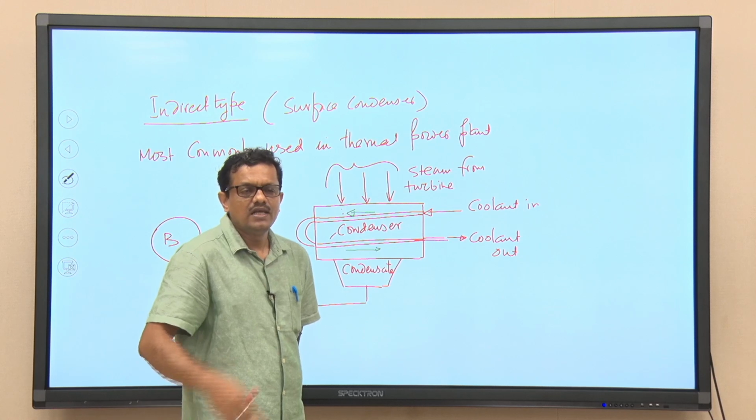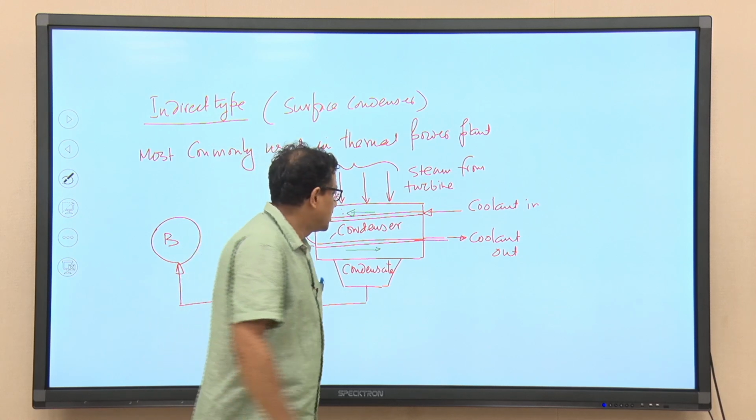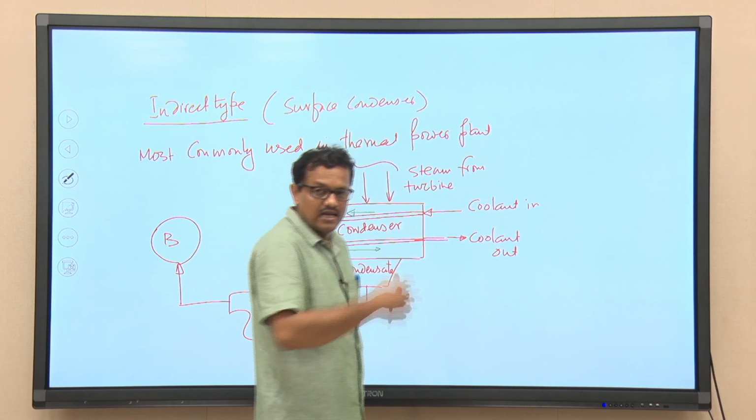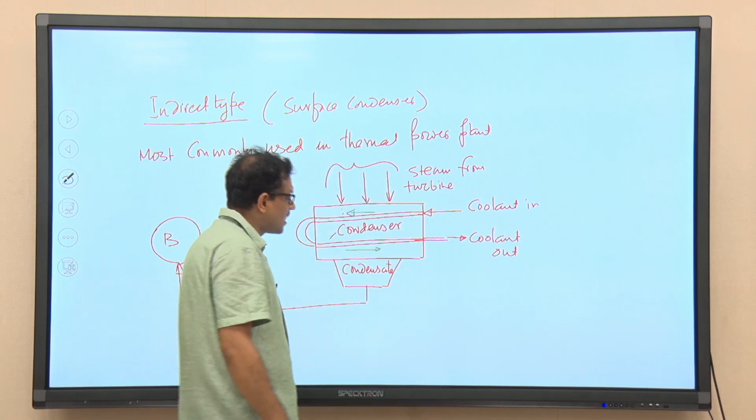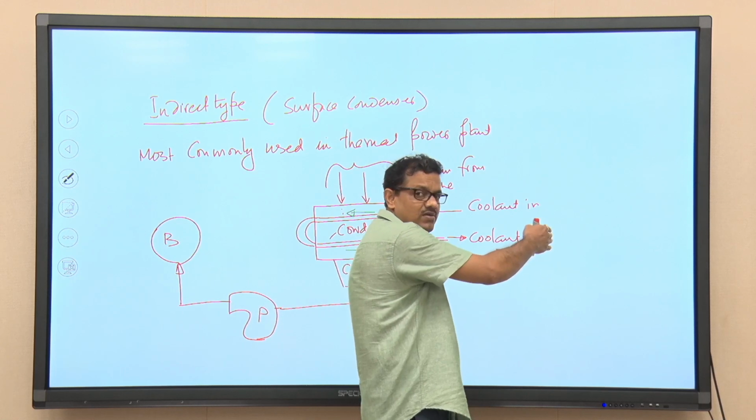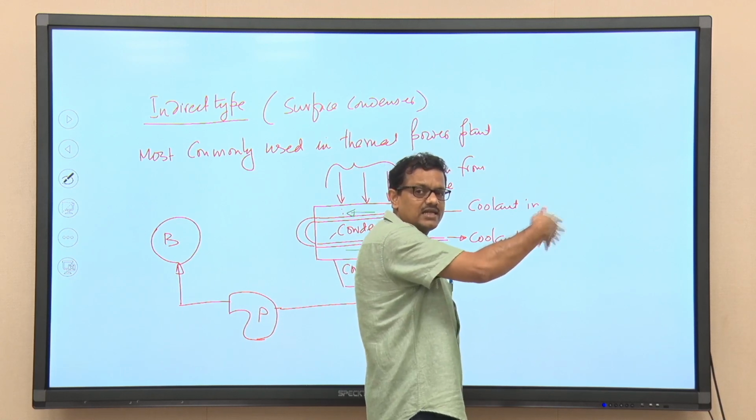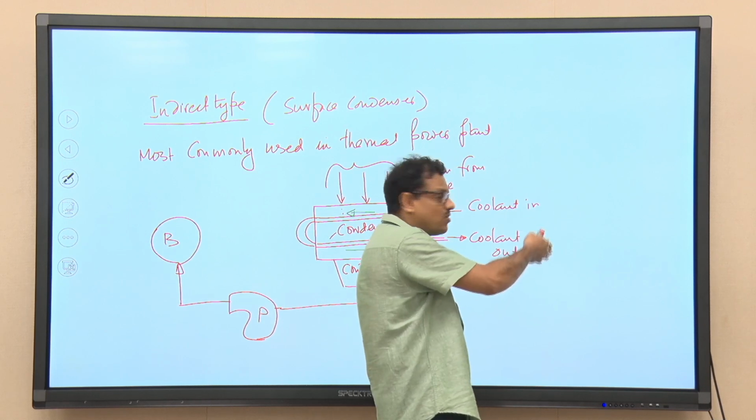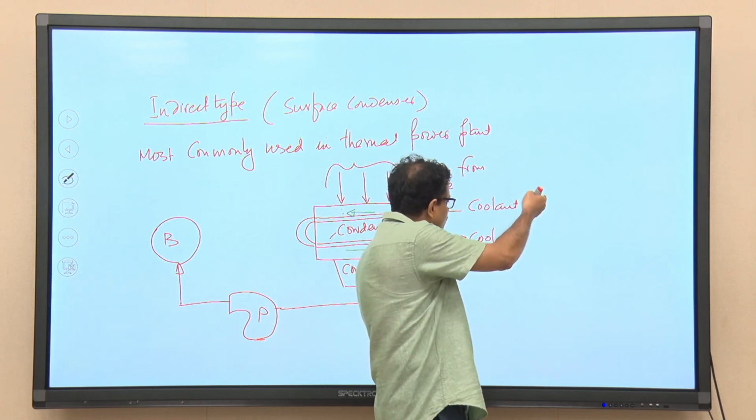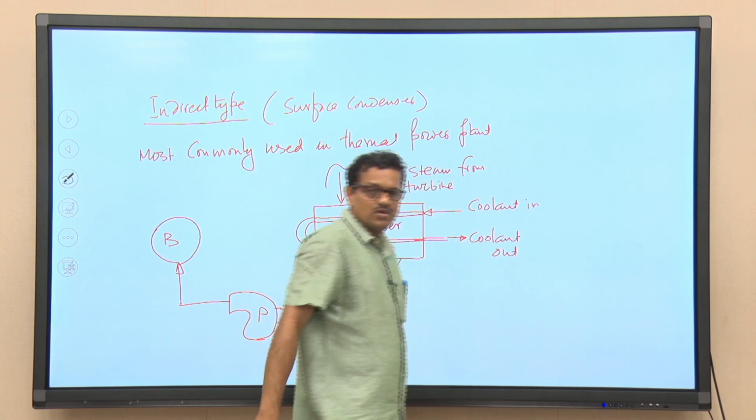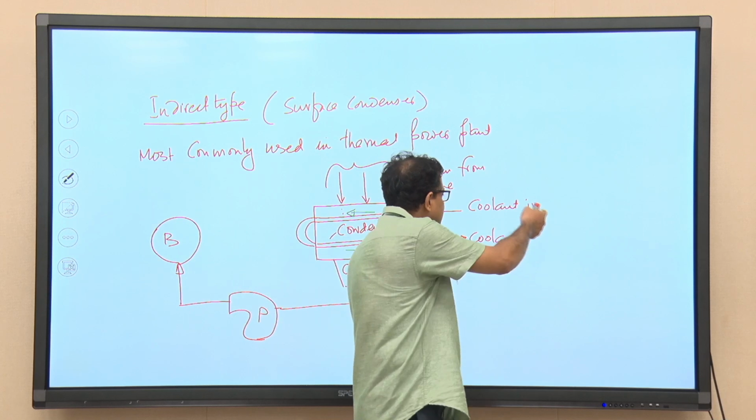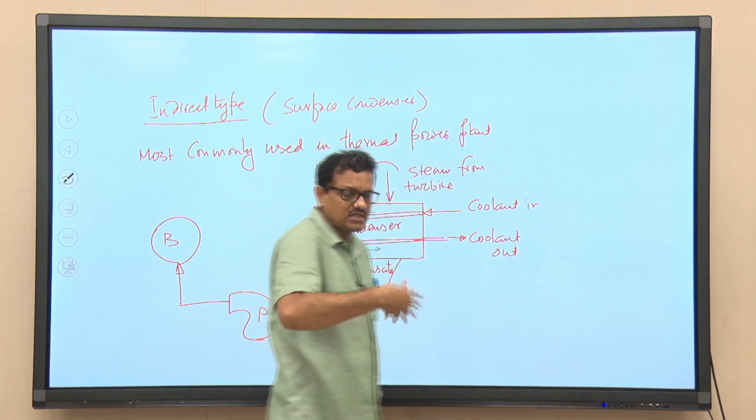From the environmental constraint, you are not allowed to directly discharge this coolant into the lakes and ponds. Instead, this coolant is taken to a cooling tower, which is again a heat exchanger, wherein by supplying air, the coolant is cooled down. The temperature of the coolant is reduced and it is again taken into the condenser. So, this is the scheme.